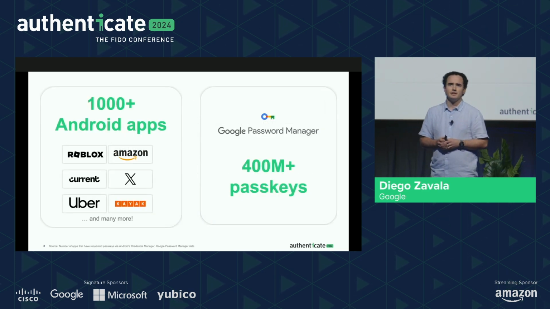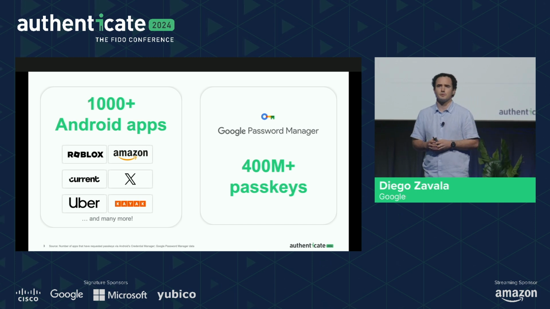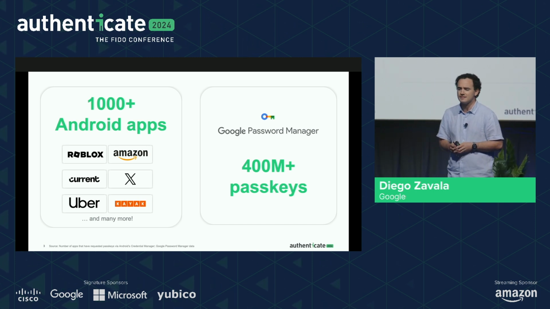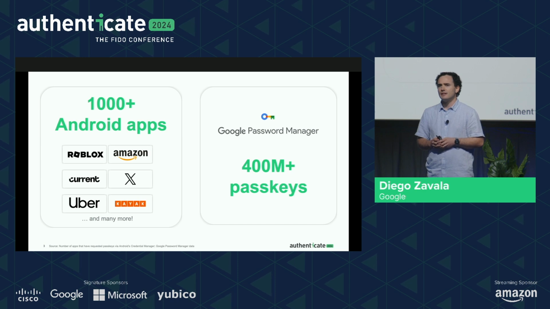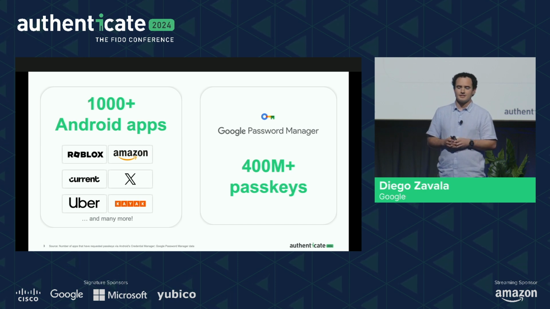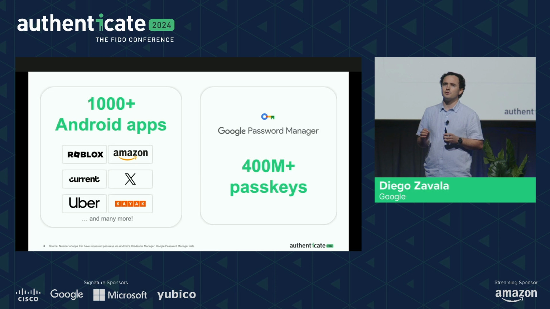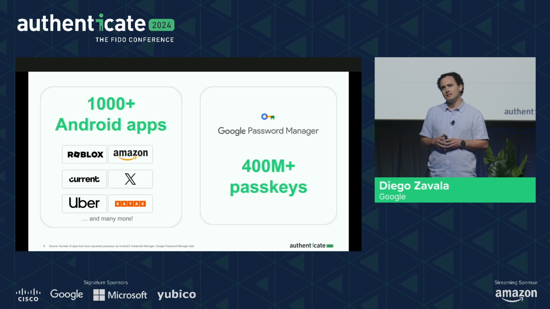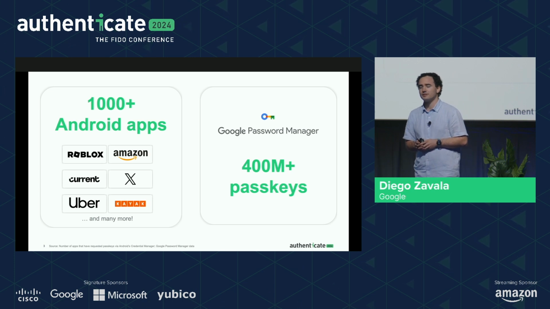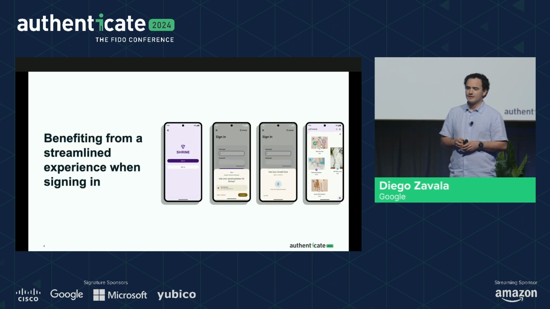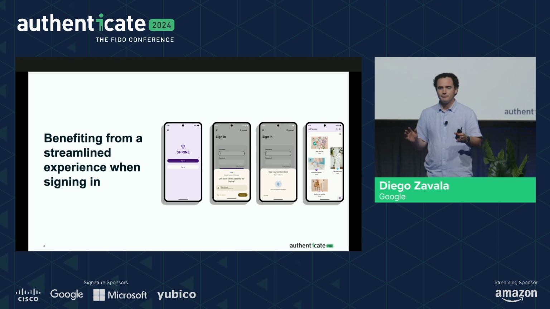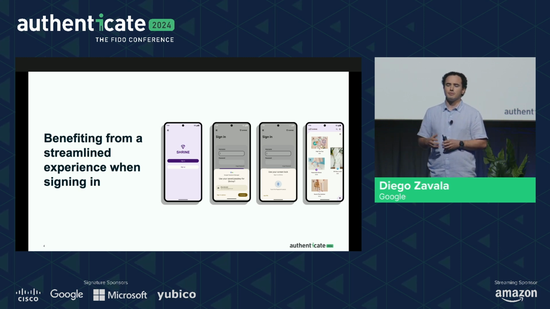We're seeing similar momentum on our platforms. On Android, we have seen that more than 1,000 apps have integrated with the Android APIs that support Passkeys since support for them was launched. And users are already leveraging this capability. They have created more than 400 million Passkeys on Google Password Manager only. And that doesn't even consider Passkeys for the Google account itself. All of these users are already benefiting from a more secure and streamlined experience when signing in. Instead of needing to remember and type in passwords, they are just using their face or fingerprint to sign in.